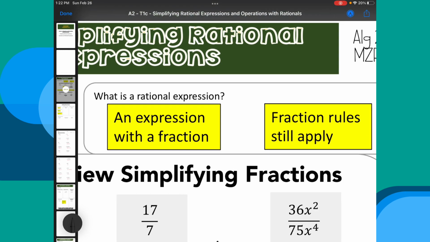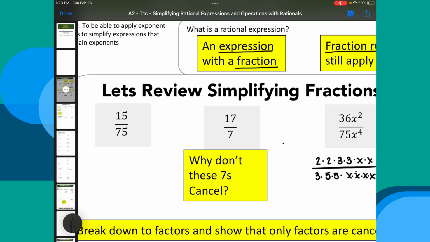Let's talk about rational expressions. What is a rational expression? An expression that is a fraction. And all of our fraction rules still apply. So let's look at simplifying some basic fractions.